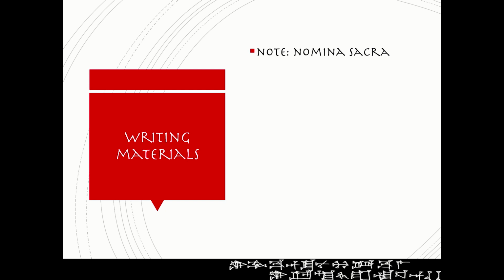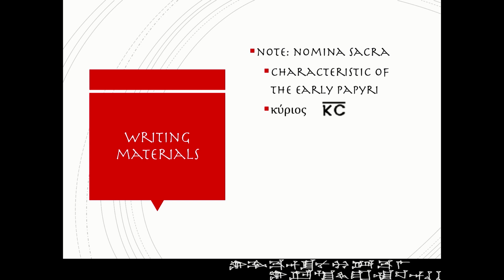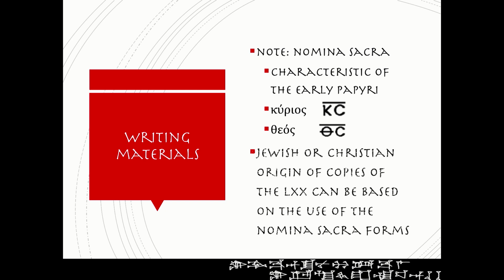Just as a nota bene, the nomina sacra is characteristic of the early papyri, and this is the abbreviation of the word kurios, here with kappa sigma with a line over it, and theos with theta sigma. And Jewish or Christian origin of the copies of the Septuagint can be identified based on the use of the nomina sacra forms. So you can identify a manuscript of the Septuagint as either of Jewish origin or of Christian origin based on the use of these forms. So, an important thing to note.